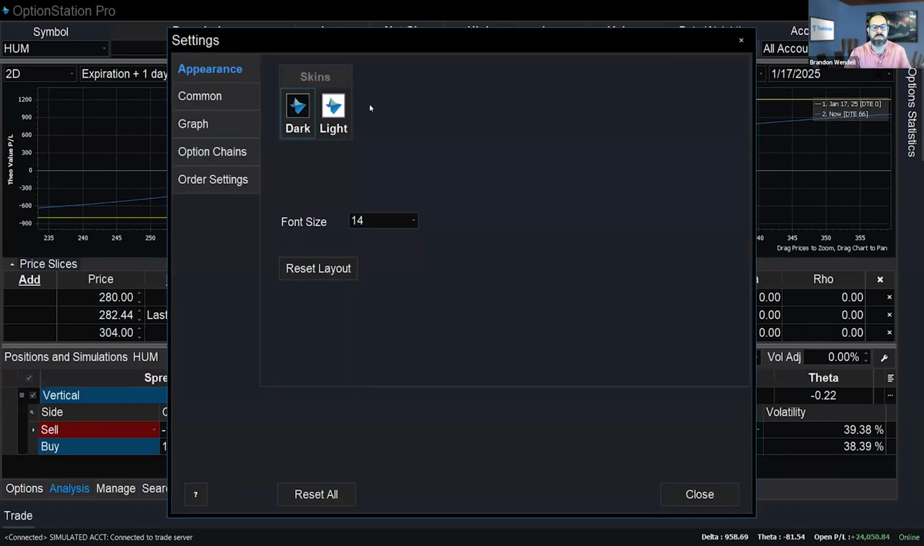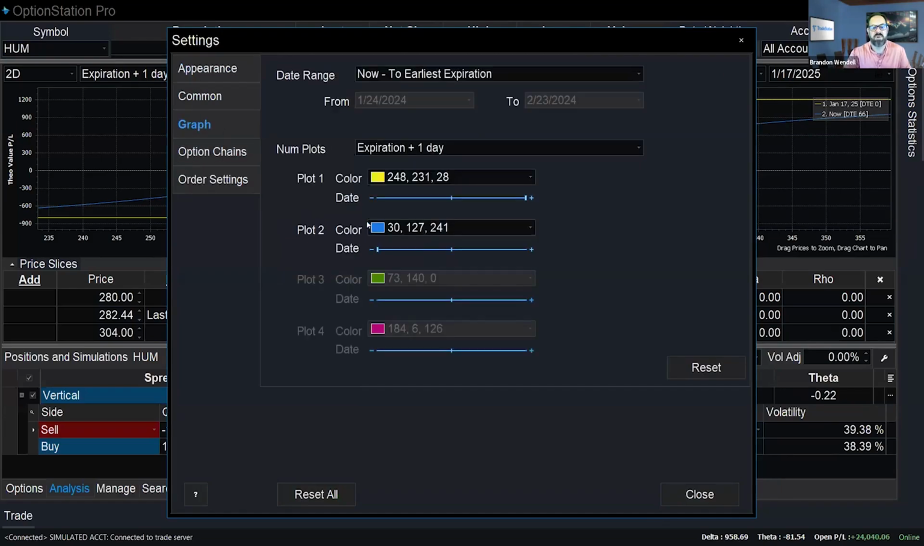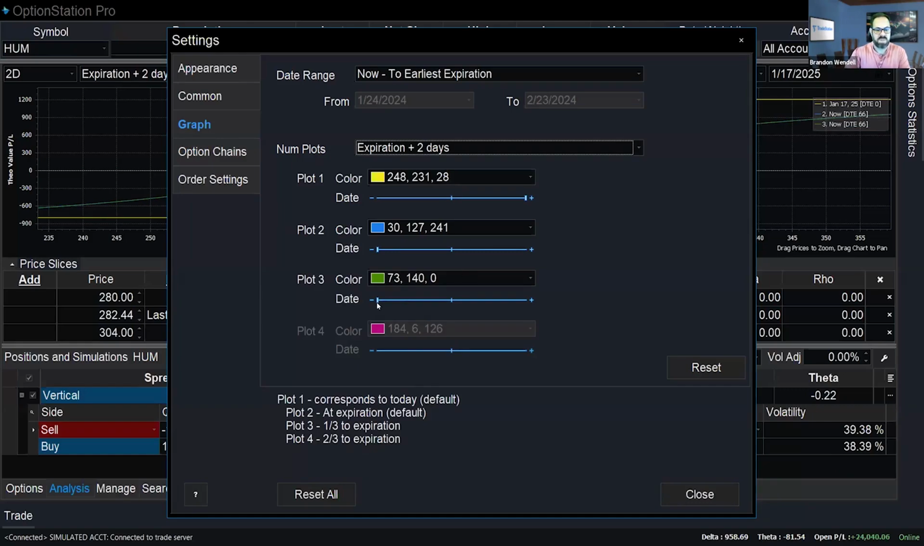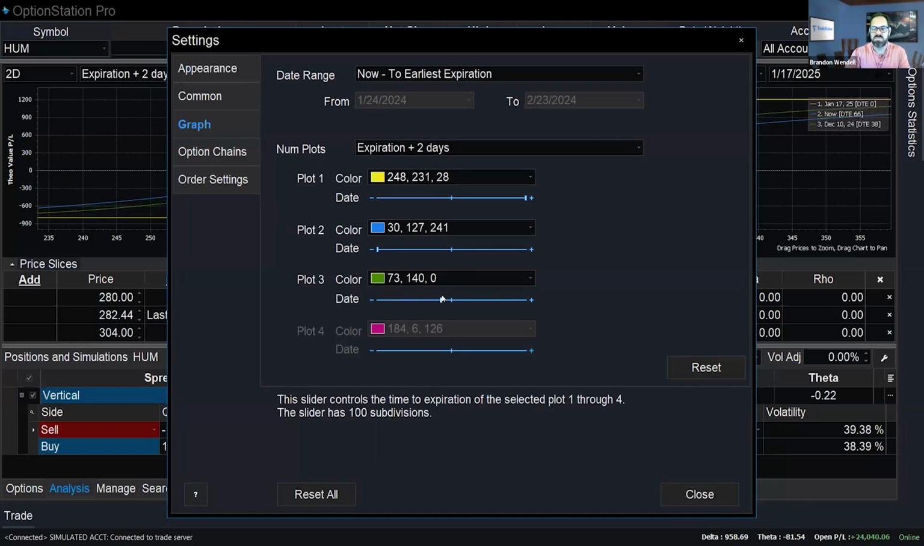Anyway, so getting back to this, I may exit, and I can use this little cogwheel to change. The cogwheel brings up the menu for the settings of the chart. I go to graph, and right here I can choose what other dates I want to examine. This right now is set on the current date. If I add another day, I can go to halfway to the expiration.